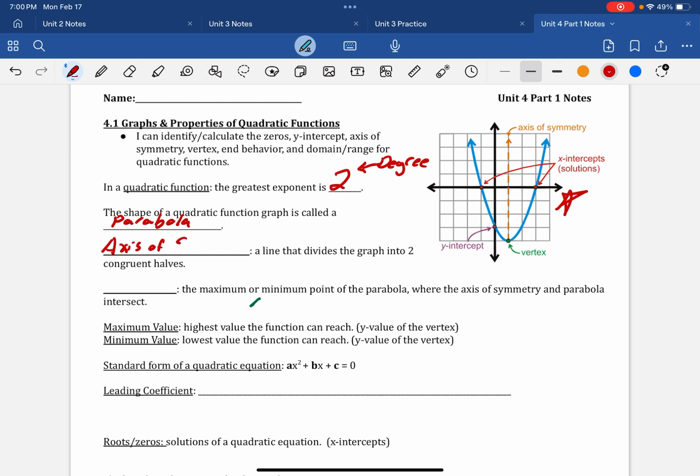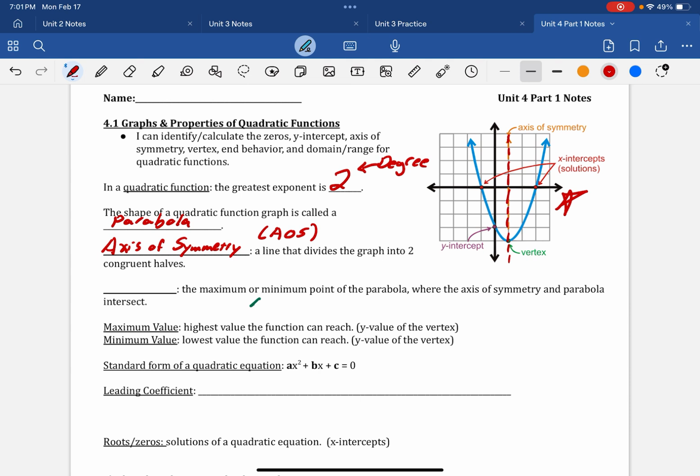Now, that axis of symmetry, or from here on out, I'm probably just going to write AOS, is a line that cuts that parabola directly in half. Because remember, if something is symmetric, it's like you could fold it on top of itself. All right? Then we're going to have a maximum and a minimum.